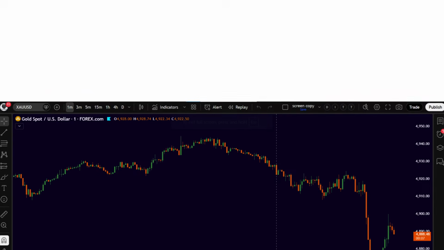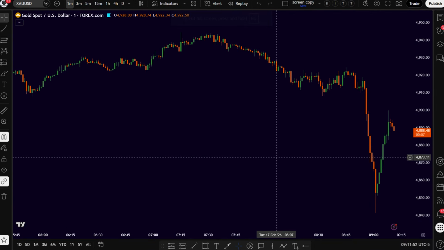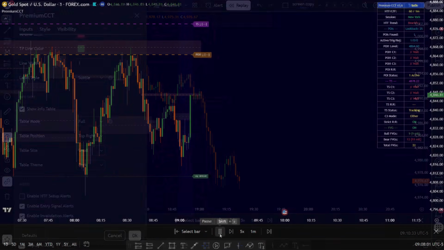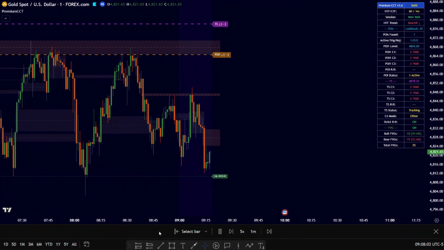When invalidation occurs, all POI and TS lines disappear from your chart immediately. Fair value gaps clear. The table shows 3 dashes for level values. And an alert fires if you have invalidation alerts enabled. This prevents you from trading against the new market structure. The old setup is no longer valid because the higher time frame has shifted direction.